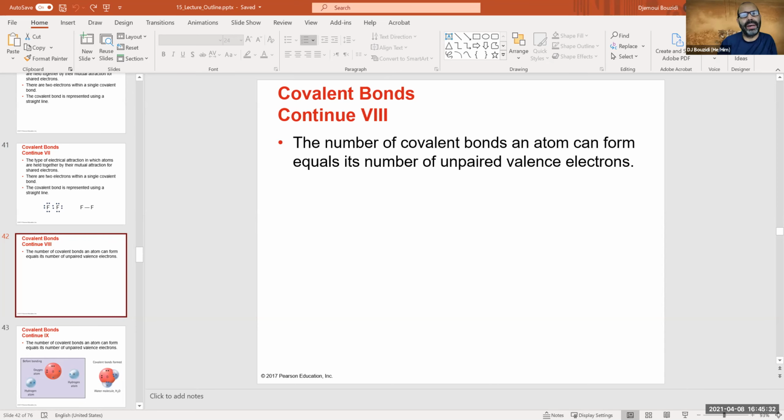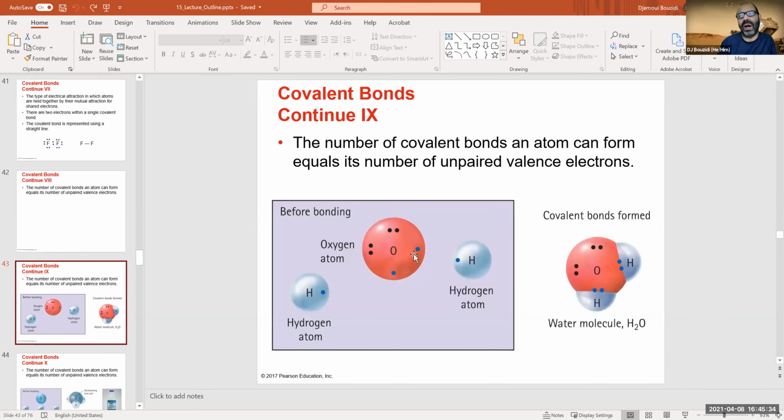So it always has to be a paired number of them. For example, in the case of the oxygen, it has 2 covalent electrons. So in this case, you can form 2 lines, okay? So it can bring one hydrogen on one side and another hydrogen on the other side and share.